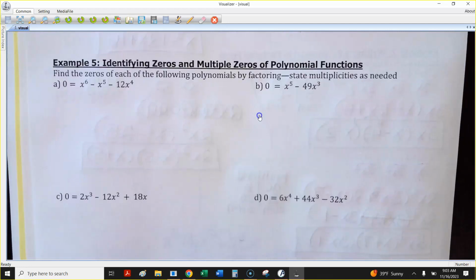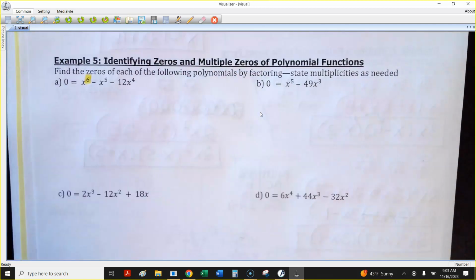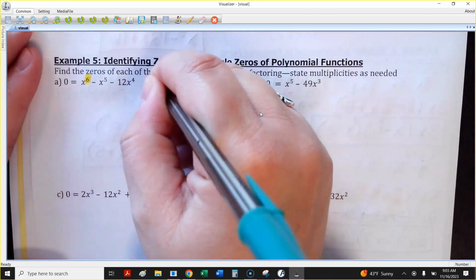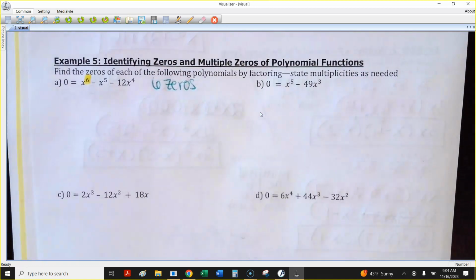This is not hard, but we're going to have to factor to get there. You can't just look at these. Some of them you could get one of the answers, because I think every one of them has 0 as an answer. But I want to make a point here. Whatever the degree is, the degree is the highest power of your variable. My first question, I've got x to the 6. This should have 6 answers, or 6 zeros, or 6 roots. All those are interchangeable words, but I should have 6 answers to this question.